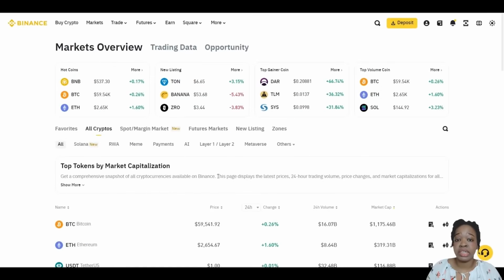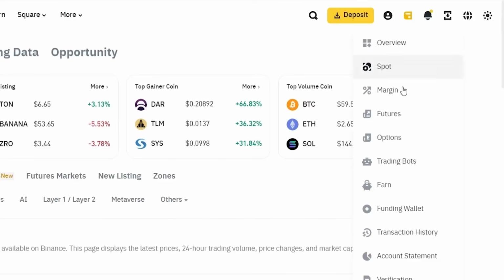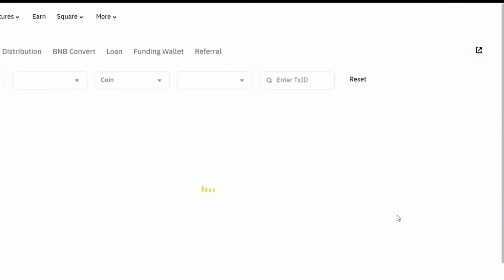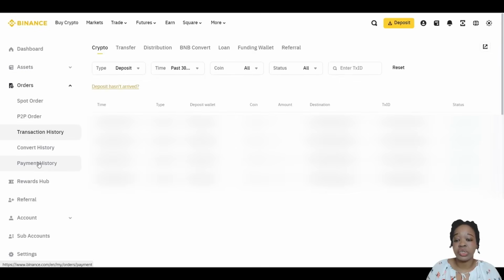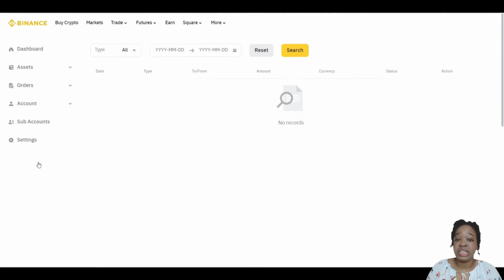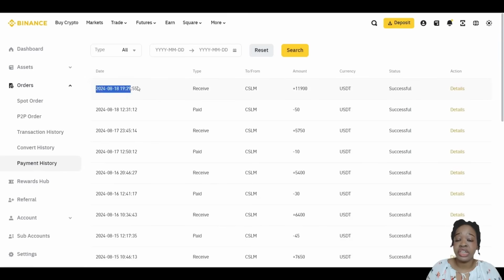So friends, we are now on the Binance platform. The funds have already been transferred to my account. Now I'll show you how they have been listed. So I'm going to go to this menu and select the transaction history. And I'm going to select the history of payments. This is really great. You can see my last payment. And now I'm going to take a closer look and press the detail button.